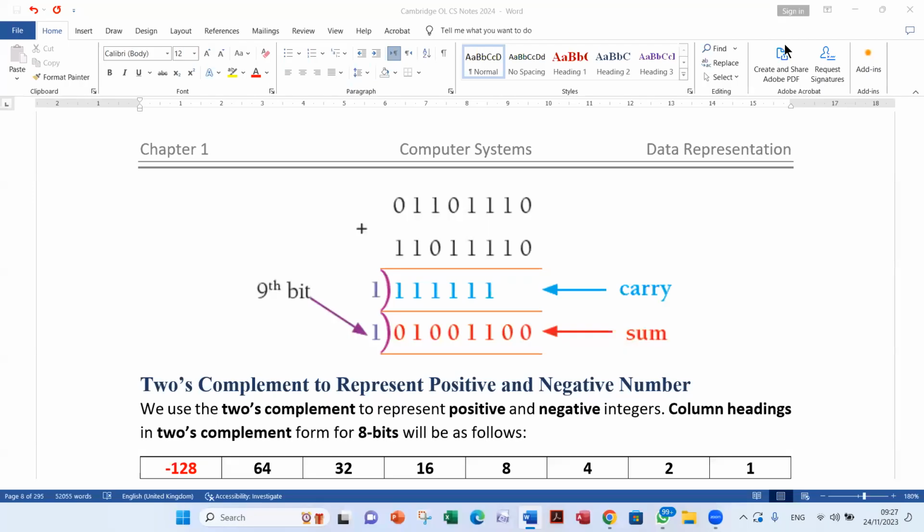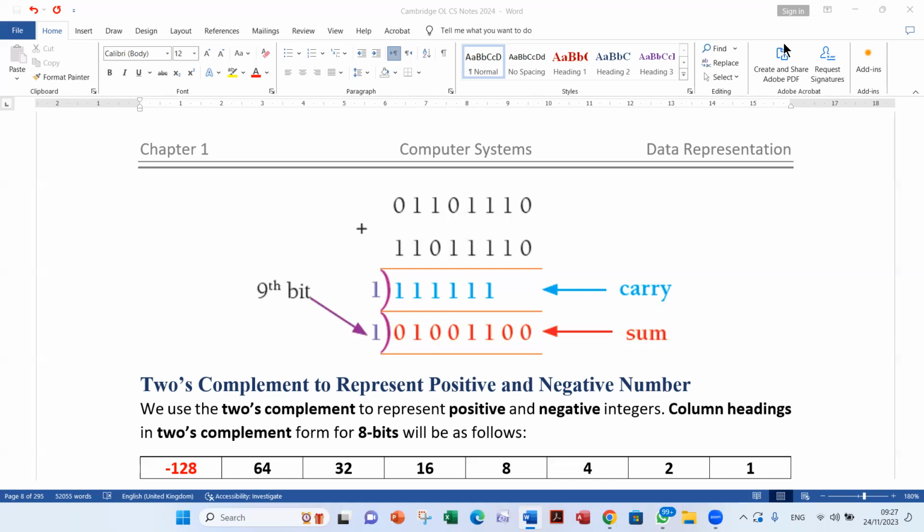Cambridge Computer Science, Chapter 1, Data Representation, Part 2. We start here studying how you can represent positive and negative numbers. Previously, we were only studying how to do positive numbers only, positive integer numbers. Now we would like to have space for negative numbers.